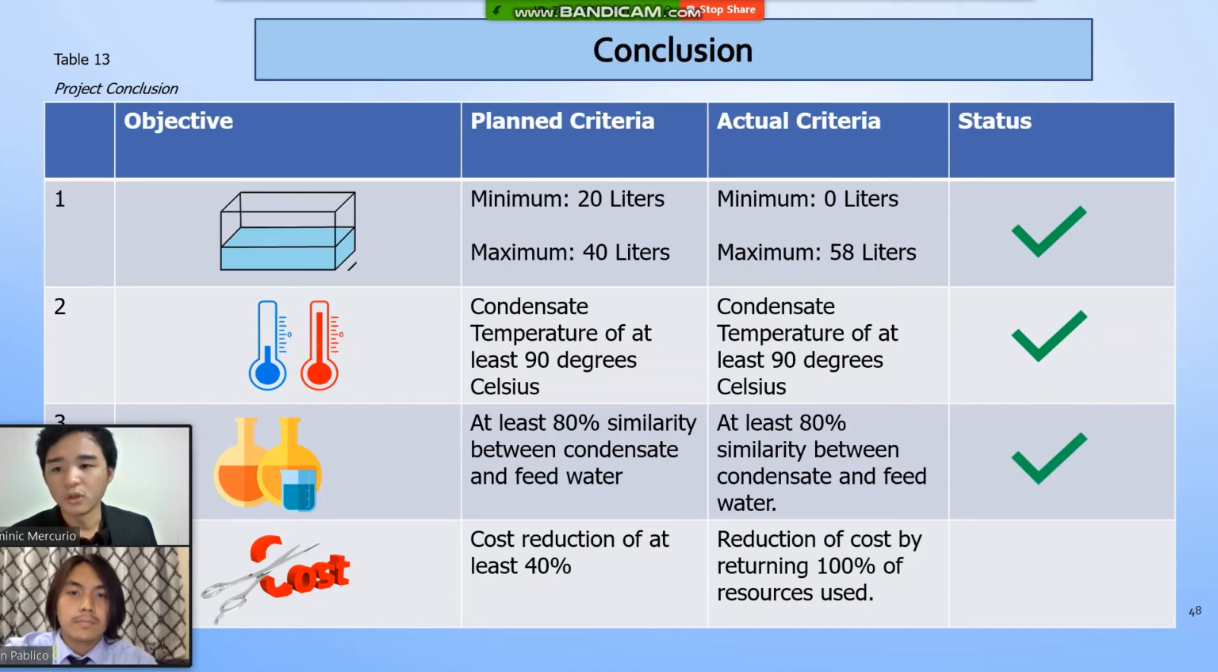The fourth objective is that there should be a cost reduction of at least 40%, but we have no way of determining that. So we just considered the reduction of cost by returning all of the resources used on the steam turbine into the system. And we were able to achieve that through simulation.